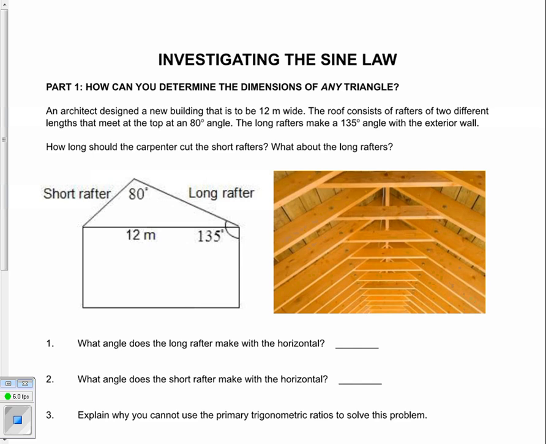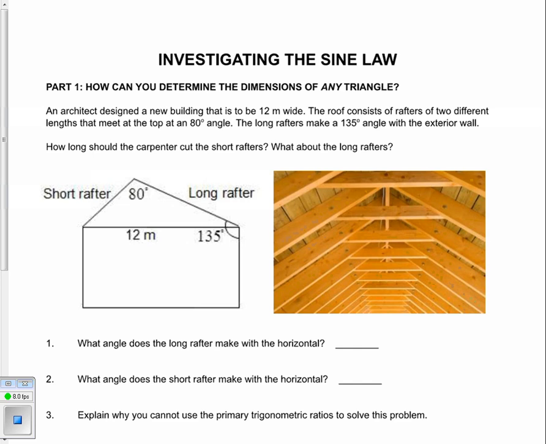So you recall that in the last unit, we took a look at how to solve for unknown side lengths and unknown angles, and solve triangles when they were right angle triangles. Again, a right angle triangle is any triangle where one of the angles is 90 degrees. But how can you determine the dimensions of any triangle?